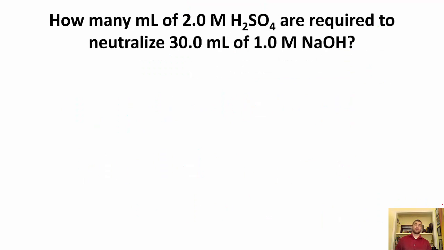Take a look at another problem. How many milliliters of 2 molar H2SO4 are required to neutralize 30 milliliters of 1 molar NaOH? So let's backtrack. All right, so we got a molarity here, H2SO4, that's my acid, required to neutralize 30 milliliters, that's my volume. 1 molar, that's another molarity, NaOH, so they're both for my base. And the thing that they're asking is, what is the volume of the acid? So let's plug it in.